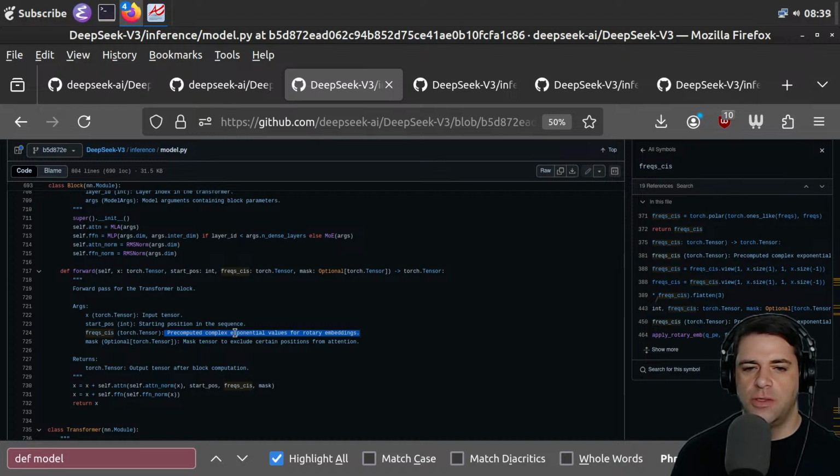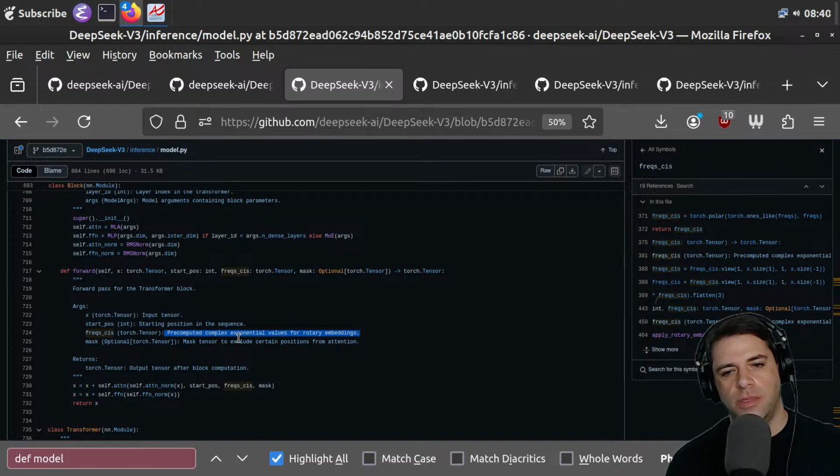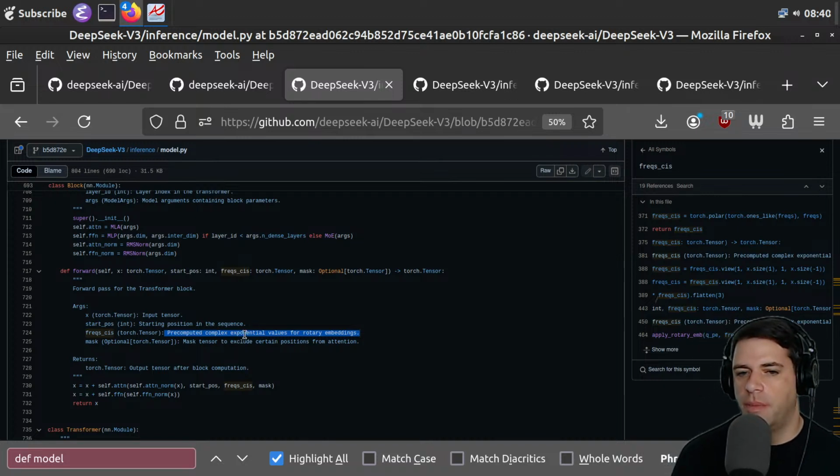So complex exponential. I think what they're talking about there is that with the rotary embeddings, you're doing a rotation. You're somehow taking vectors two at a time. You treat that like a complex number, and then you multiply by something on the unit circle, something of the form e to the i theta, where theta is some rotation. And I think that's what they mean by complex exponential values for rotary embeddings. And mask is a mask tensor to exclude certain positions from attention.